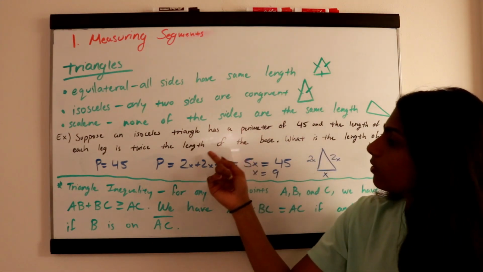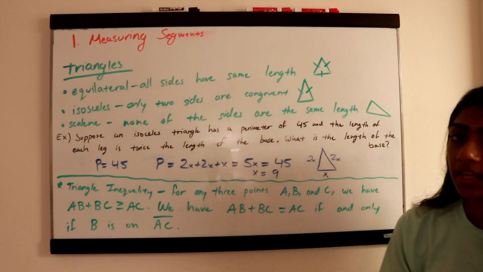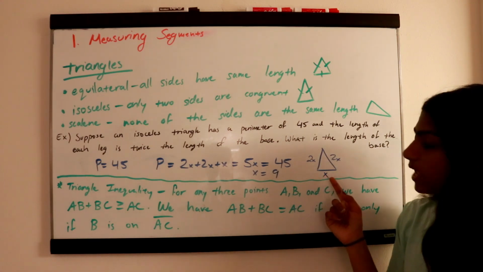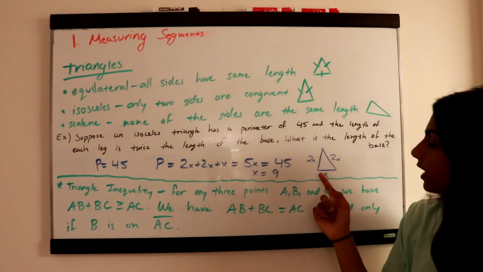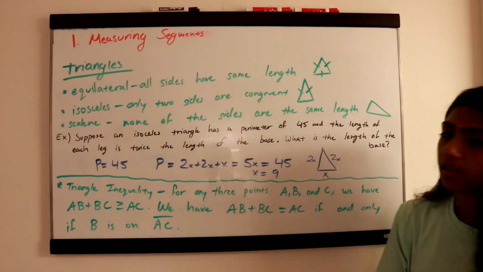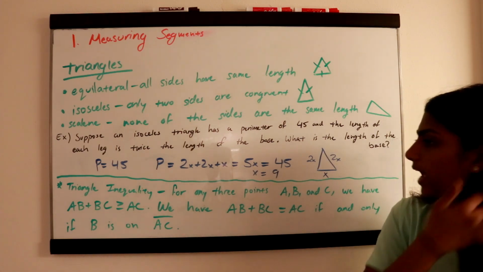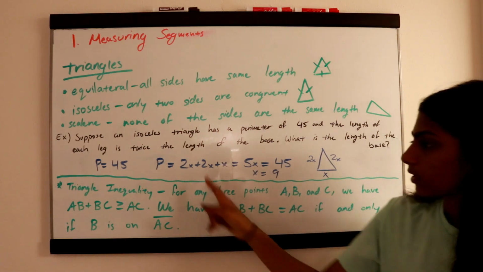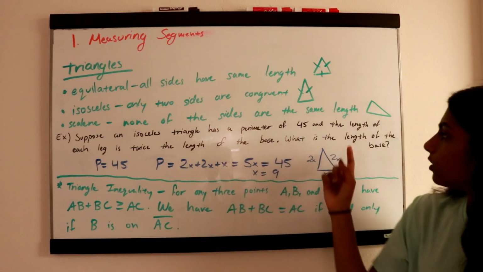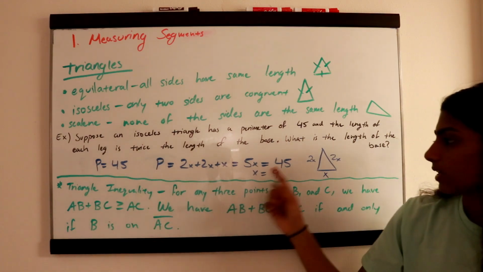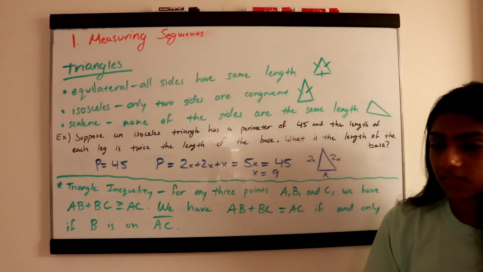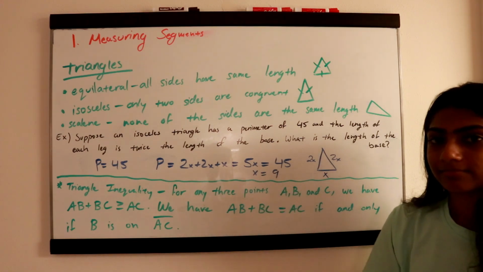Since each leg is twice the length of the base, we can use variables to solve this. I'm going to put x for the base. Then for each leg, since it's twice as much as the base, I'm going to put 2x for each leg. Then I'm going to add them up, since that's how you find the perimeter. So 2x plus 2x plus x equals 5x. And since we already know the perimeter equals 45, we can make that equal to 45. So 5x equals 45. Then we isolate the variable to get x equals 9.